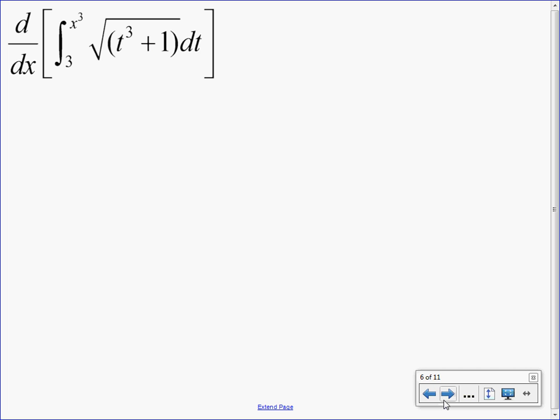Now, make sure our lower limit of integration is a constant. Our upper limit of integration is x cubed, which means we're going to have to use the chain rule.